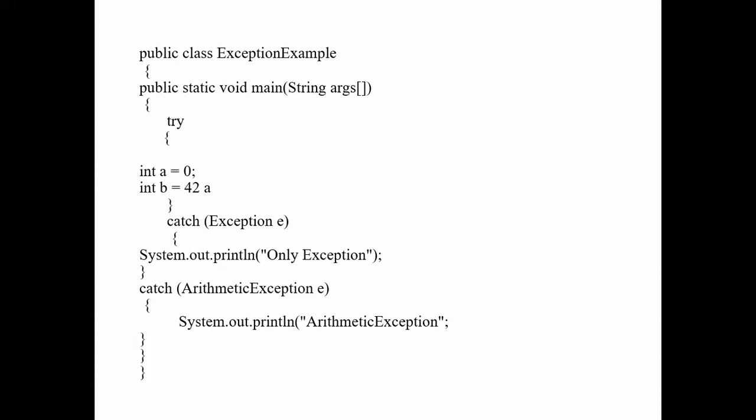Everybody is aware, but don't think the packages are not present on the top; we imagine the packages are on the top. The class is present, the main method is created, and inside there is a try block and a catch block. So everything is fine. Entering the logic of the try block, they initialized a equal to 0 and b equal to 42a. The value of a is 0, but no operation is performed using the variable a. So they are giving 42a.